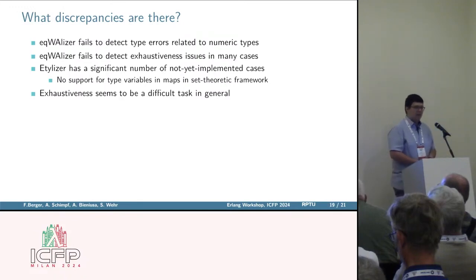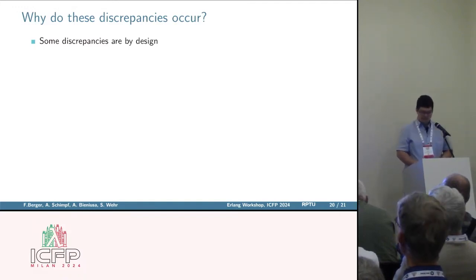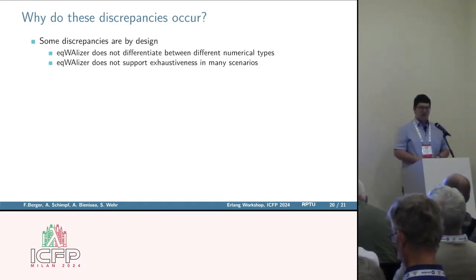Now that we know how many and what discrepancies, the final of our 3 questions: why do these occur? Some of them are by design. So, for example, eqWAlizer does not differentiate between different numeric types. An integer, and a float, and also singleton numerics like 42, 43, they are all the same for eqWAlizer. Apparently, it's just not a use case they had, so it was omitted by design and is something to keep in mind here. It also doesn't support exhaustiveness in most cases, except for very basic ones, which, according to the developers, is also by design.